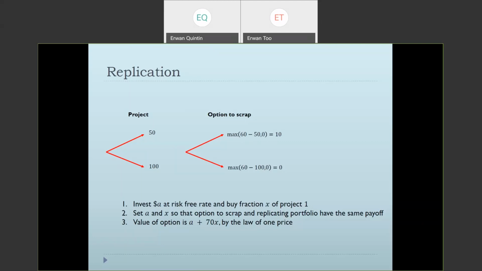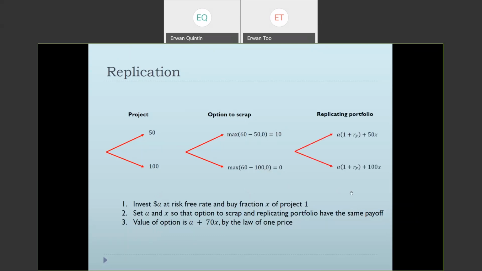Okay, great. So so far we have this option to scrap. We know the payoffs, and I'm telling you that I'm going to build a portfolio which involves investing some amount at the risk-free rate and then buying or selling a fraction of project one. And the game is going to be choosing A and X so that the option to scrap and the replicating portfolio have the same payoff. Okay, so how is that going to work?